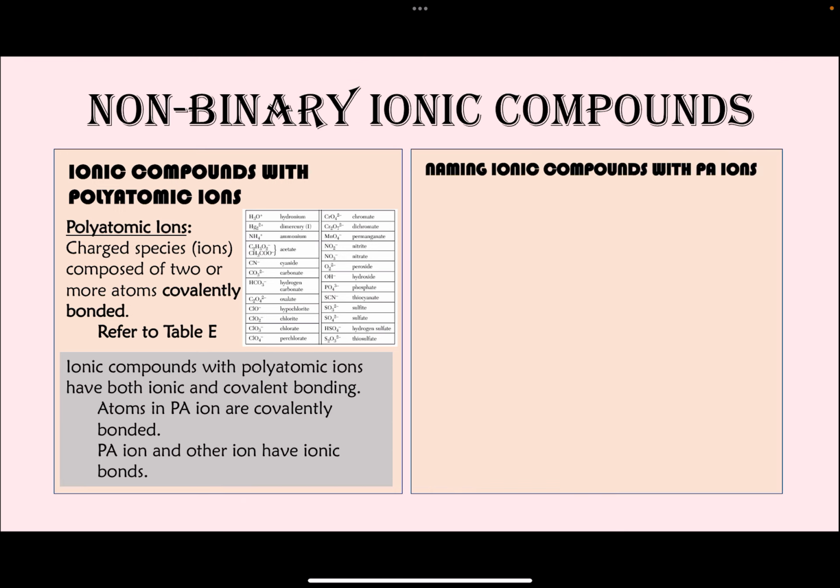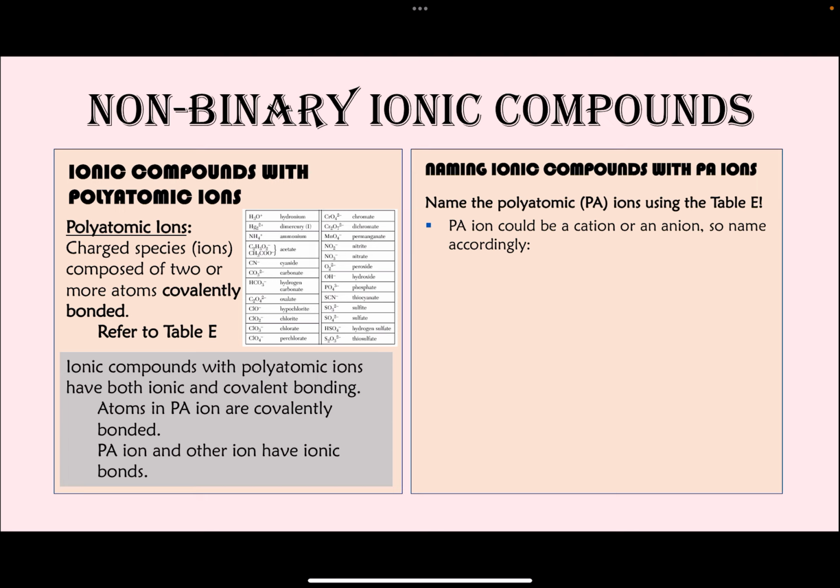Okay, so how do we name any compounds that have polyatomic ions? We're going to name the polyatomic ions using table E, so that means you do not have to memorize all of these names. And remember that your polyatomic ion could be the cation or the anion, meaning it can either have the positive charge or the negative charge, so we're going to have to name accordingly. So if your polyatomic ion is, let's say, an anion, you are going to name your cation just like we were naming them in your binary compounds. So you have to pay attention to the charge of the metal.